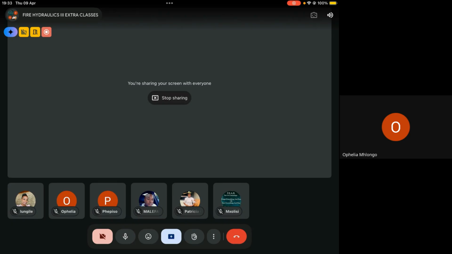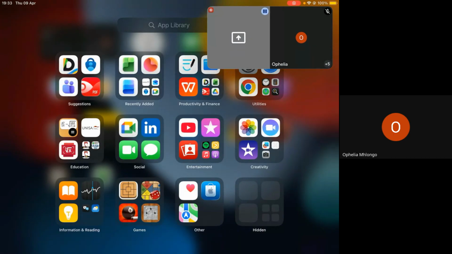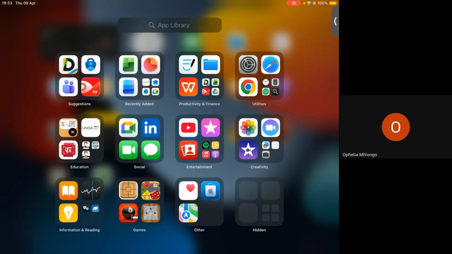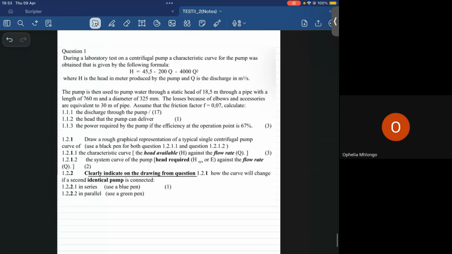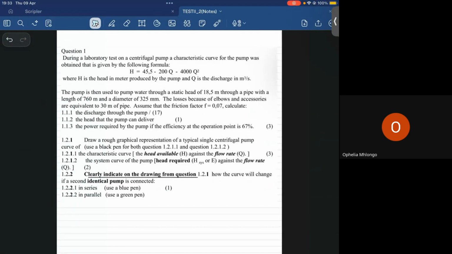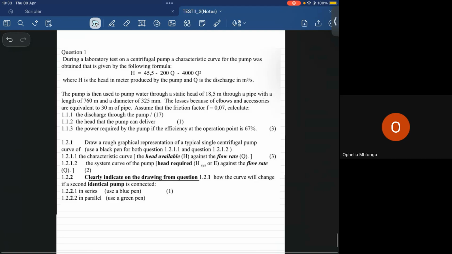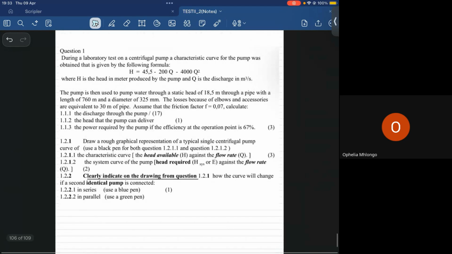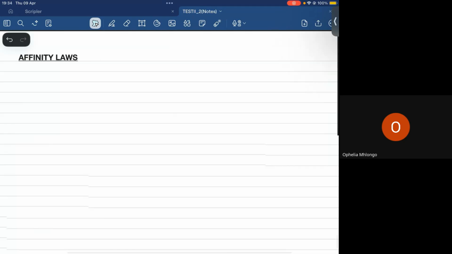I can see that you have this problem here that needs us to go through it. Yeah, so I'll go through this problem here, and then after that, I'll dive into the affinity laws.